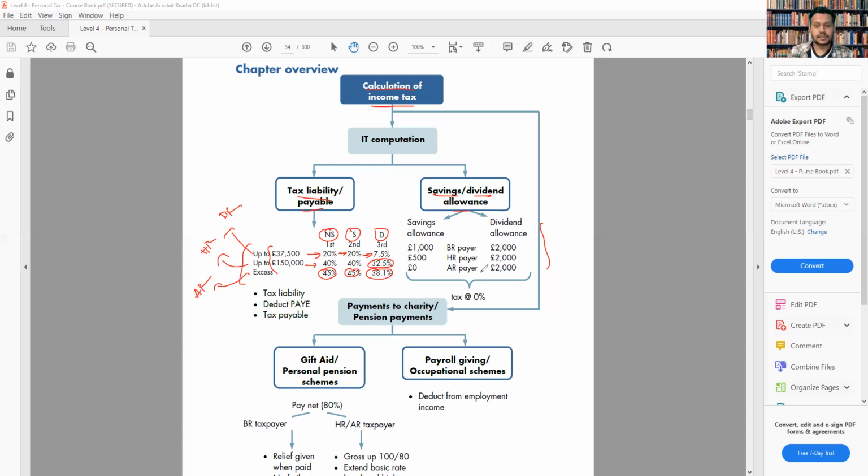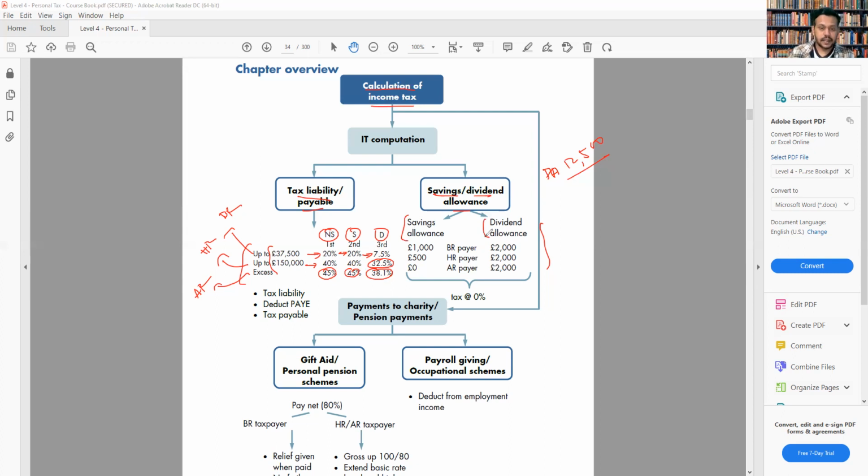Let's look at some allowances. So personal allowance, you already know that. Personal allowance, 12,500 is exempt, is free. Up to this amount, we don't pay any tax. We know that. Now let's look at the savings income and the dividend income.